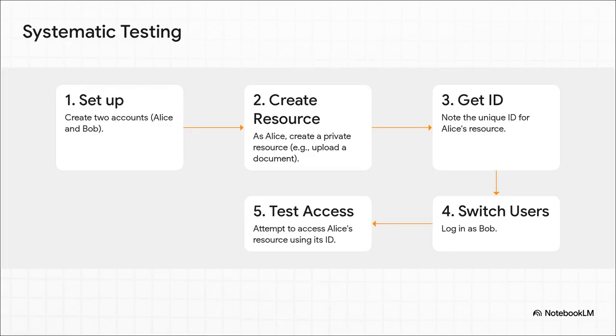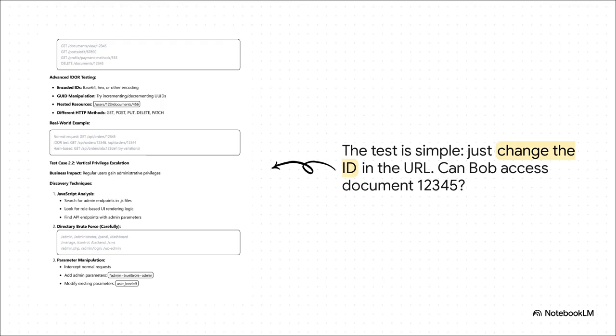So how do you actually find these? Well, there's a really simple, systematic way to test for it. We call it the Alice and Bob method. It's easy. You just make two accounts. As Alice, you create something private, maybe upload a photo. You grab the ID for that photo. Then you log out, log in as Bob, and you try to access Alice's photo using that ID you copied. Simple as that. And in the real world, this can be just shockingly simple.